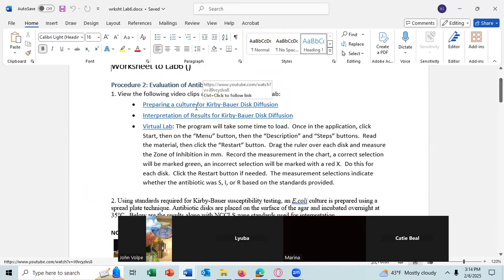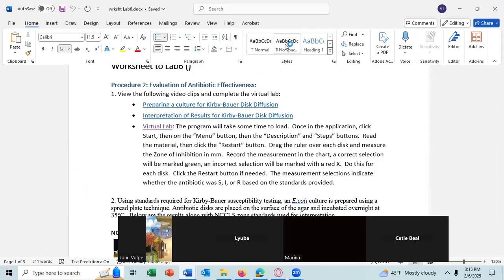And then you should view the video for how to prepare the Kirby-Bauer disk diffusion method, and a video on the interpretation of the results for the Kirby-Bauer disk diffusion method. And then we have a virtual lab. Click on that.